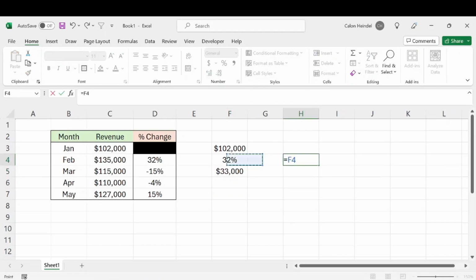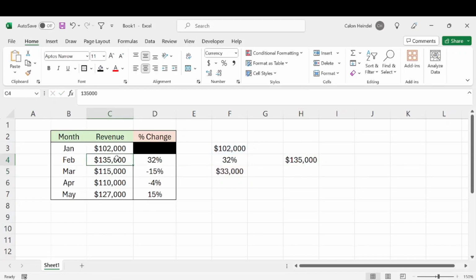Now, if we add the $102,000 to the $33,000, which is 32% of 102, we're going to get $135,000, which matches our $135,000. So we know that our math is good. We know our math is solid.